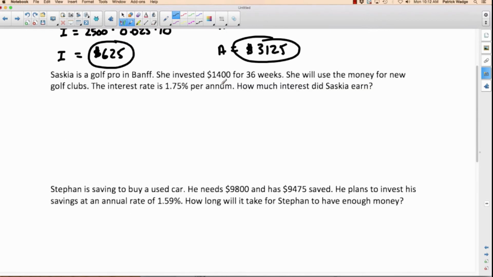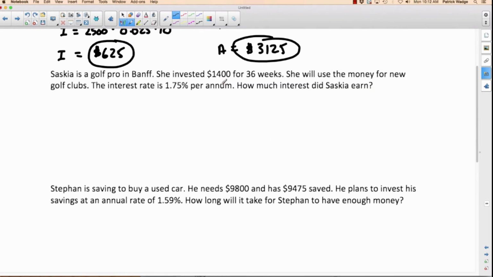Okay, good. These questions will get hard as we go along. Sashka is a golf pro in Banff. She invested $1,400 for 36 weeks. She'll use the money for new golf clubs. Okay, good. The interest rate is 1.75% per annum. How much interest does Sashka earn?